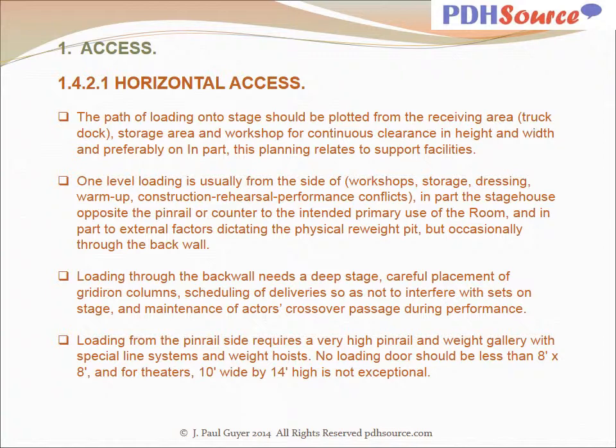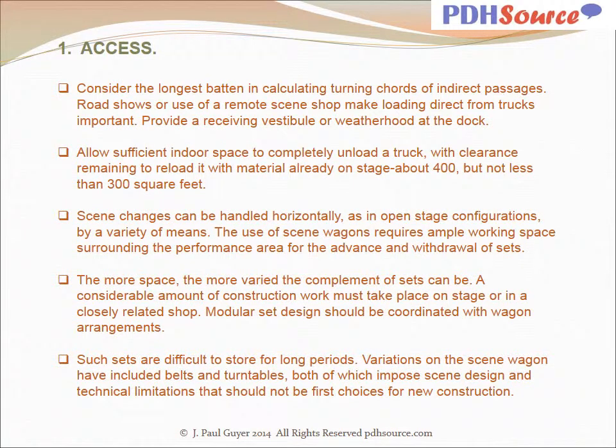Loading through the back wall needs a deep stage, careful placement of gridiron columns, scheduling of deliveries so as not to interfere with sets on stage, and maintenance of actors' crossover passage during performance. Loading from the pin rail side requires a very high pin rail and weight gallery with special line systems and weight hoists. No loading door should be less than 8 foot by 8 foot, and for theaters, 10 feet wide by 14 feet high is not exceptional.